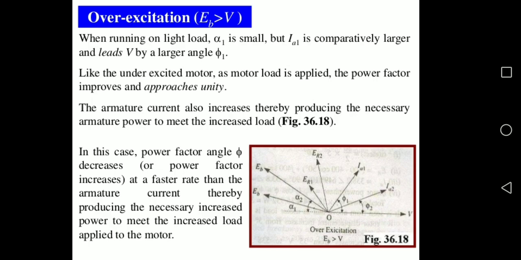In this case, the power factor angle phi decreases, or power factor increases, at a faster rate than the armature current, thereby producing the necessary increase in power to meet the increased load applied to the motor. Remember here the over excited and under excited conditions. To draw any vector diagram, the supply voltage is the reference. If it is over excited condition, the current will lead, and under excited condition, the current will lag the reference voltage.